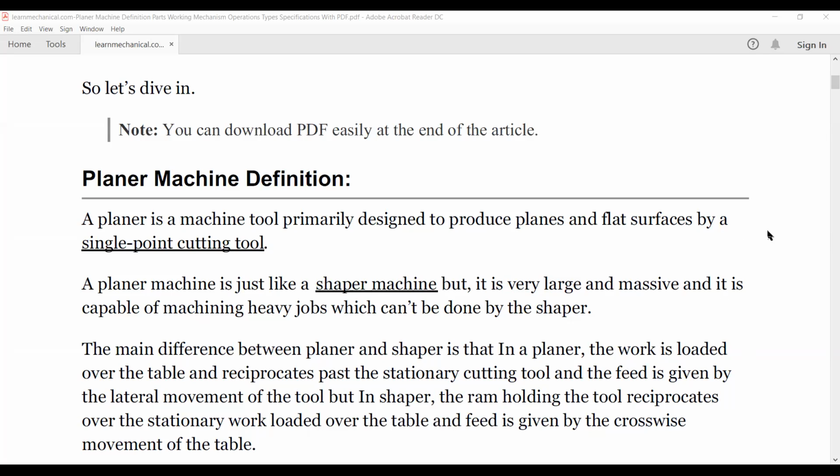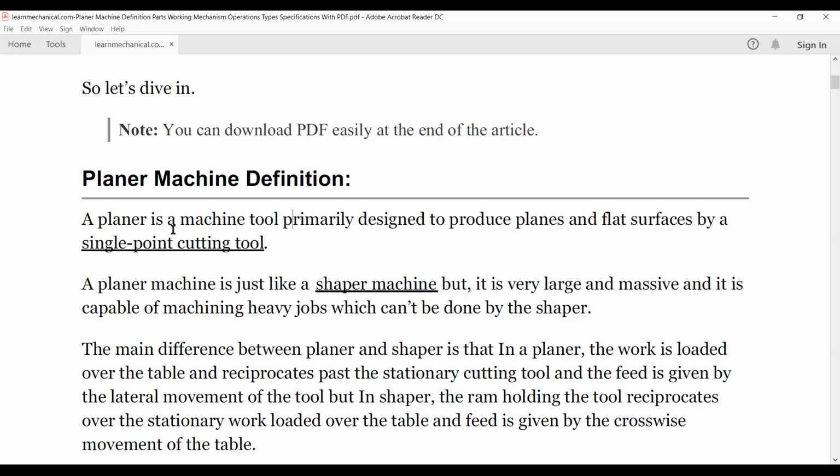Today we are going to discuss our subject of metal cutting and machine tools, unit 3, and today's topic is completely related to the planer machine. Okay, so as we have already discussed the shaper machine and the slotting machine, now we are discussing the planer machine. So what is a planer machine?